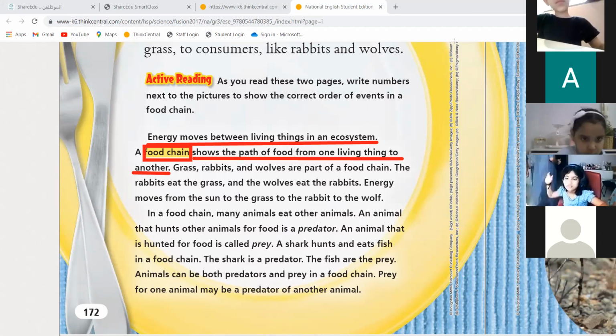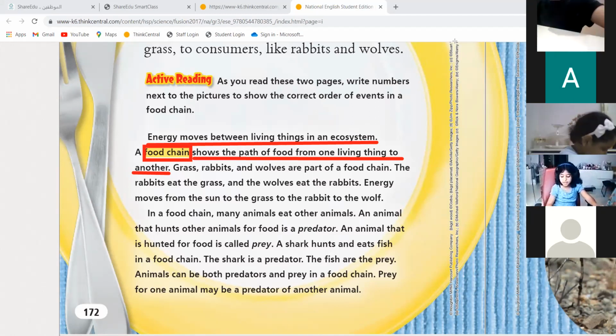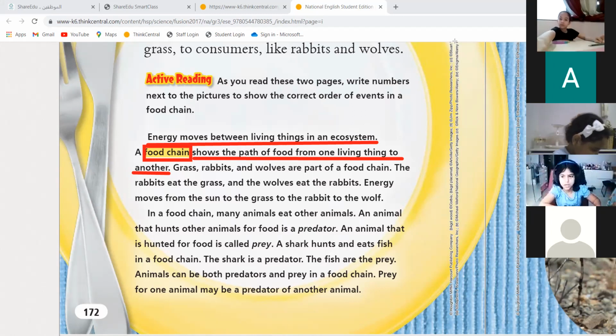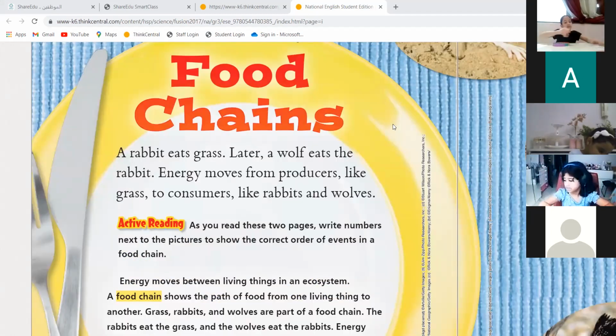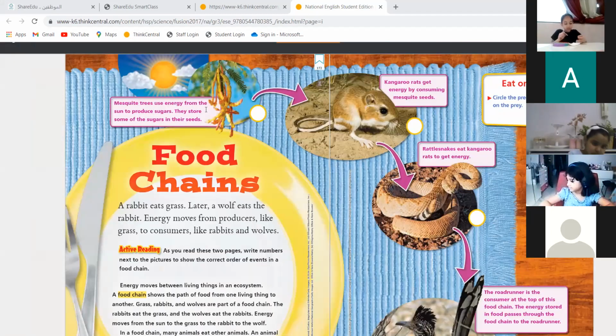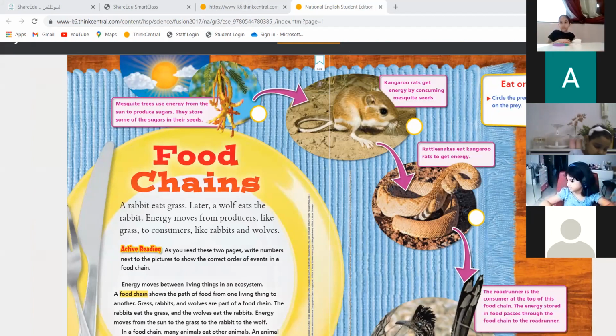All right, girls. So now you know that energy moves between living things in an ecosystem. How does energy move between living things? Because sunlight gives the producer energy. Take a look over here. Number one, the sunlight gives who the energy? It gives the plant energy. Over here, who will eat this plant?